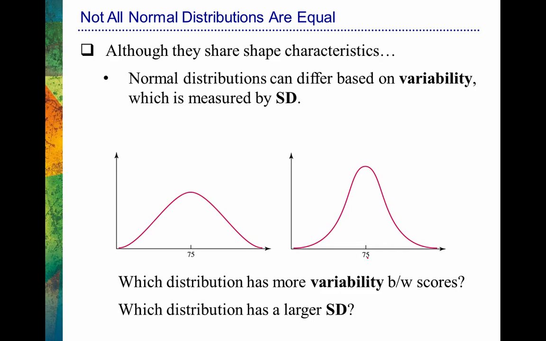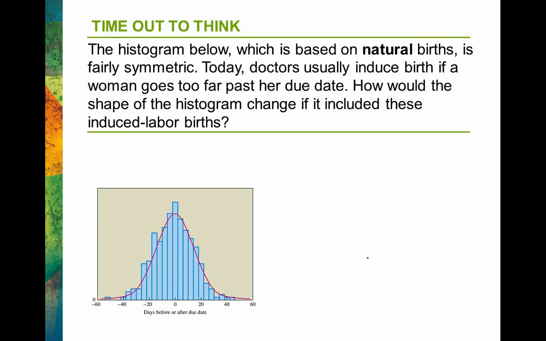All right, so again, what we're trying to do is just understand some basic characteristics of these normal distributions so that we can eventually compute some probabilities based on those distributions. Let's go through a little thought experiment here. In this histogram that we've been looking at regarding childbirths relative to their actual due dates, it was really based on natural births, this data that was produced over here. And it is fairly symmetric.